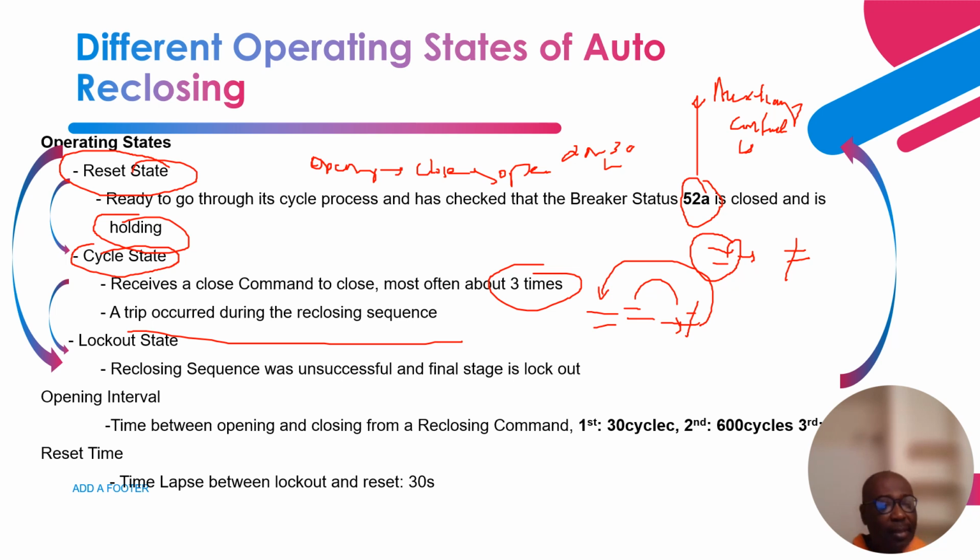Next state is the lockout state. The lockout state occurs when, in the reclosing sequence, you have 2 to 3 times open, close commands, and it finds out that there's still fault on the line. Then it trips back out finally and locks out. So that is the final stage. It's lockout, and it requires manual inspection and reset.